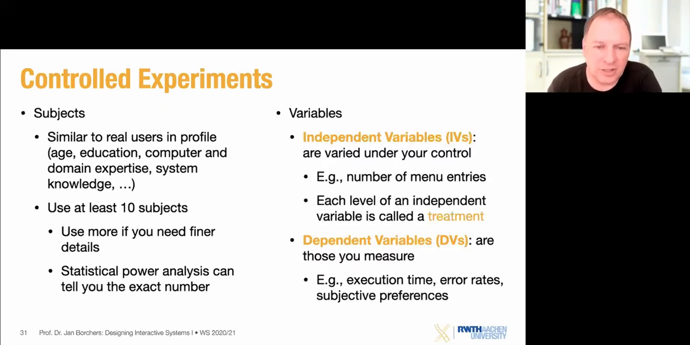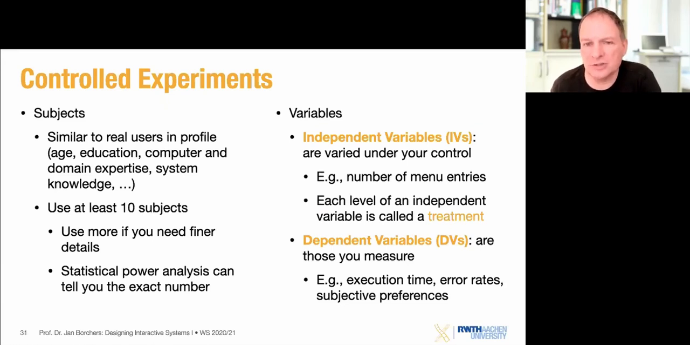Okay, so I already mentioned that there are independent and dependent variables, IVs and DVs. The independent ones are the ones that you actually control, right? You change them around, for example, the number of menu entries or the type of menu, like pie versus linear. Each level of an independent variable is called a treatment.